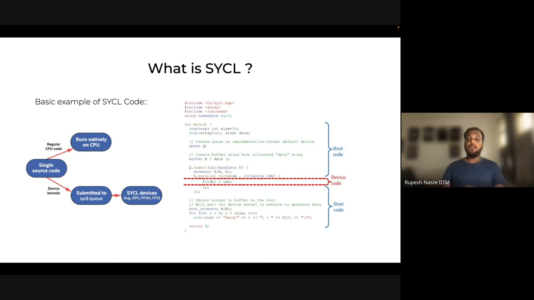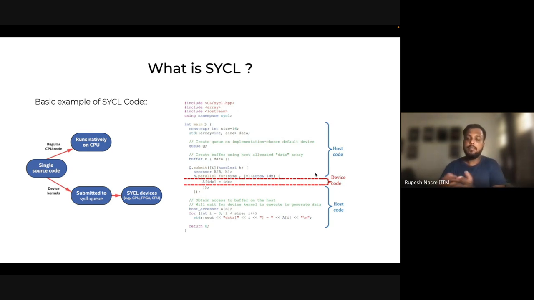Yeah, so this is a basic example of Sycl code. Here we are including some libraries. It's basic C++ code, right? So this is the host code, and the device code is marked as red, and the host code is marked as blue. So what is happening over here? The host code always executes on the host. Generally, the host is a CPU, and the device code always executes on the device which we targeted.